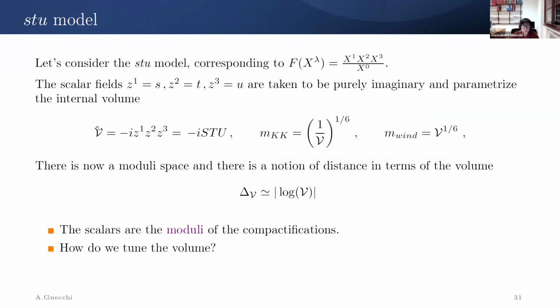I can define the volume of the 6-dimensional manifold I have compactified on. And this volume depends on the scalar field. So here is the first dependence on the scalar field. In this model I was studying, there are only 3 scalars. So the product is sometimes called STU. But this volume sets the scale of the Kaluza-Klein masses and inversely of the winding. These masses become light when the volume becomes big. So the distance in moduli space can be defined in terms of this volume.